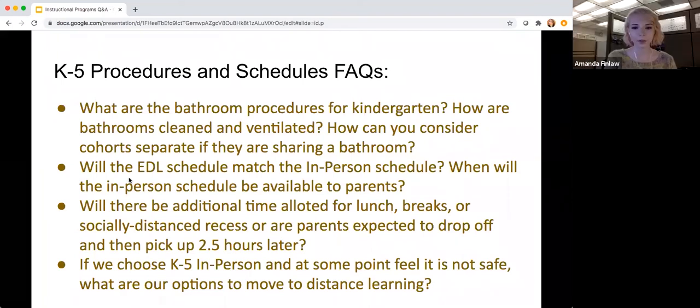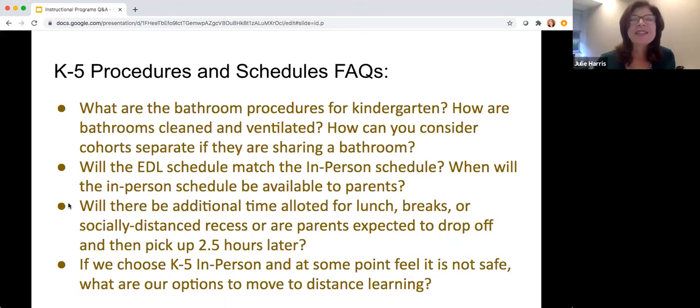Will the EDL schedule match the in-person schedule? And when will the in-person schedule be available to parents? The EDL schedule is similar to the remote learning schedule that is now in place. The AM/PM schedule will be sent out by the administrators on or before October 30th.